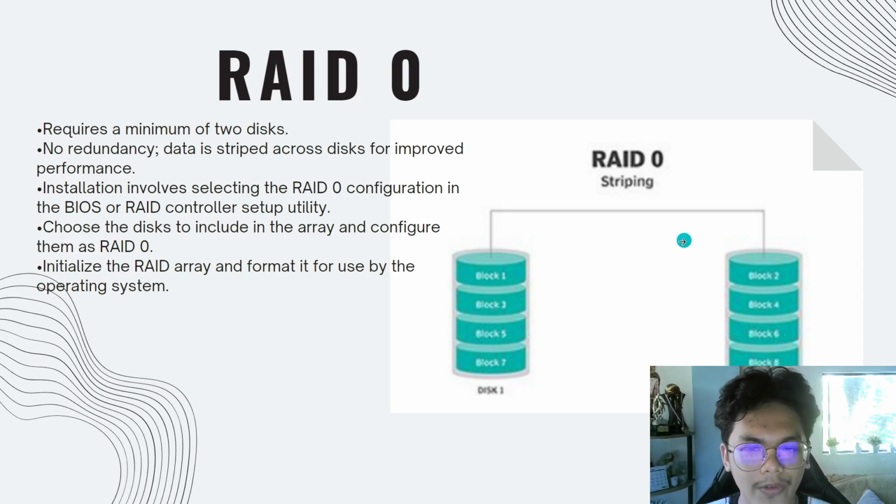So, these are the key features for RAID 0. Requirements: a minimum of 2 disks, no redundancy, data is striped across disks for improved performance. Installation involves selecting the RAID 0 configuration in the BIOS or the RAID controller setup utility. Choose the disks to include in the array and configure them as RAID 0. Then initialize the RAID array and format it for use by the operating system.